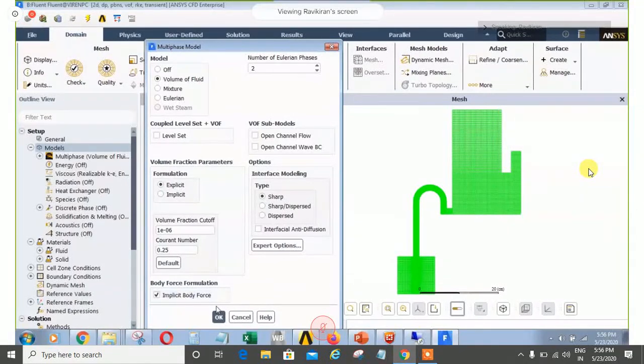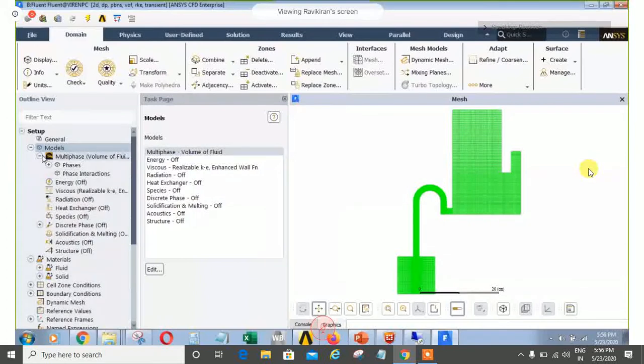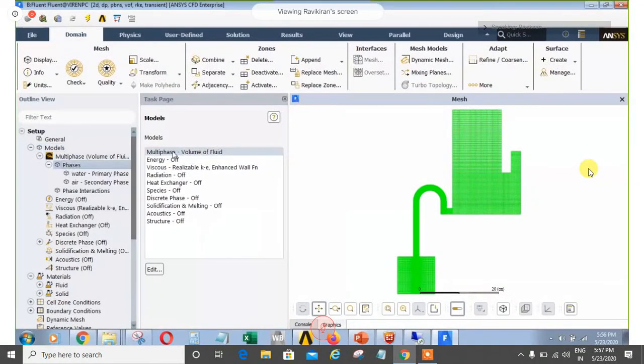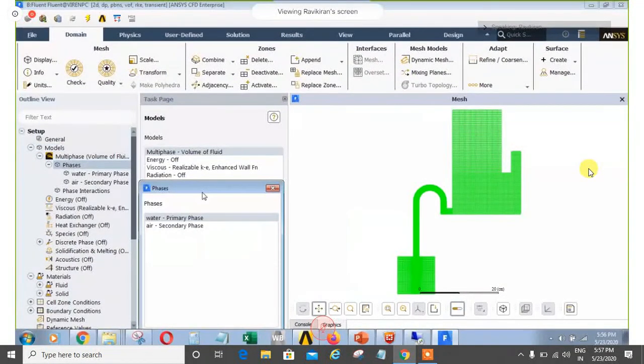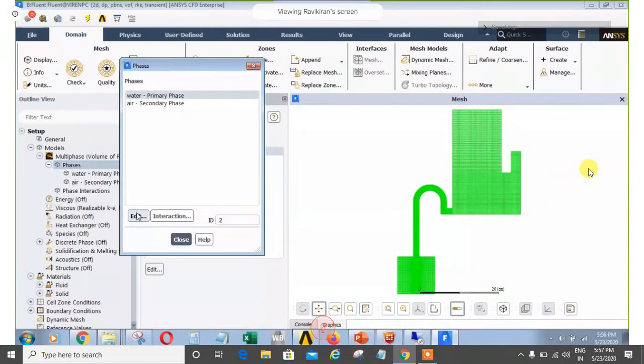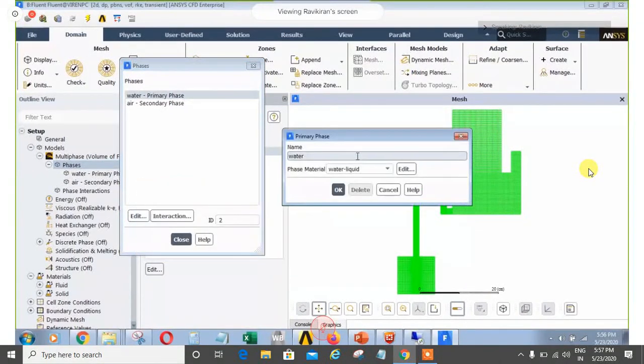So now when we are talking about the different number of phases, in the phase option, we are setting the primary phase. It's better practice to set it as water. Whatever the liquid, whatever the phase material we are using in this one, it is better to set this name as the same one. So here the water is the primary phase and the air is the secondary phase.